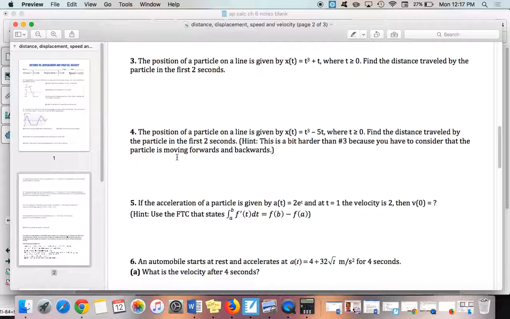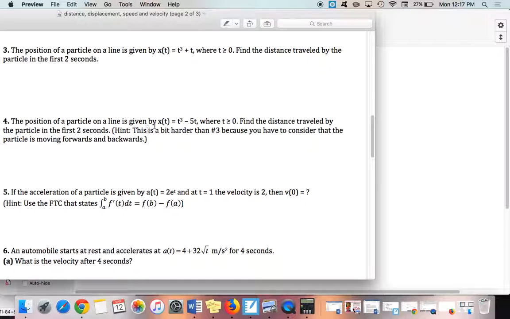What some people will do is they'll find the position at time 2, and the position at time 0, and then subtract. But remember, during that time, you could be going forwards and backwards and forwards and backwards, right? So if you're doing something like number 4, probably the most straightforward way is to take the velocity of it. How do I do that? The derivative. So I'd get 3t squared minus 5, and then put it in absolute values before you integrate. And then you find it from 0 to 2. That's probably the easiest way to get the distance traveled.